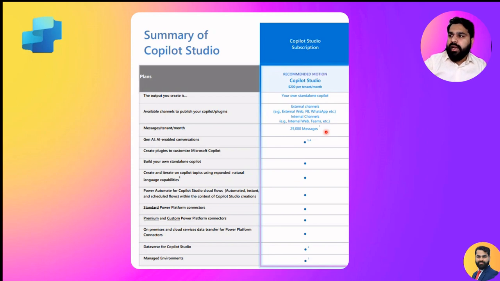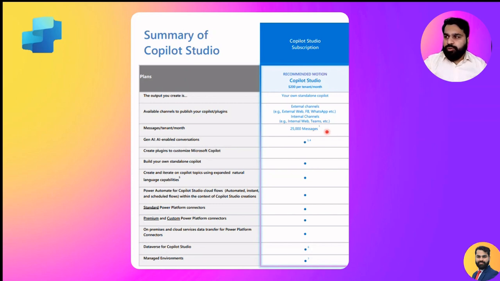Just to give you a bit of background, in the era of Power Virtual Agent, it was 2,000 conversations. Okay. There is a clear difference between 2,000 conversations, and now it is being given 25,000 messages. Okay. Now, what is a message?